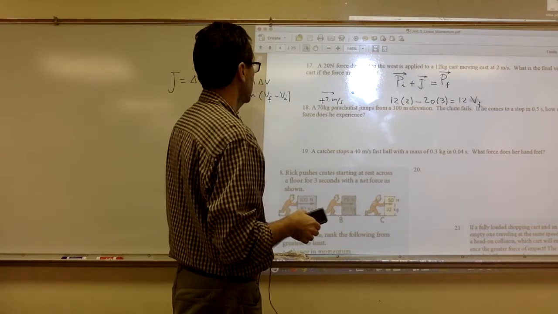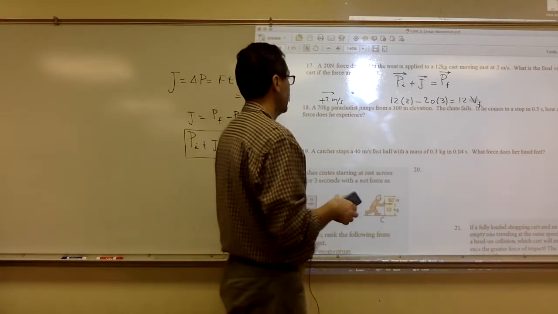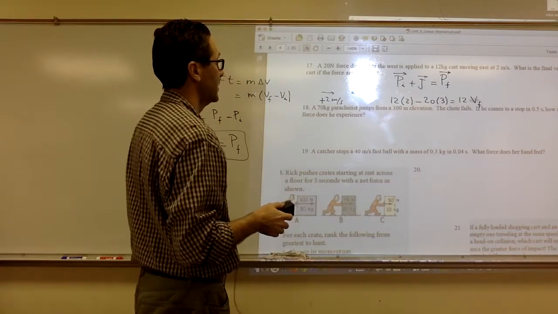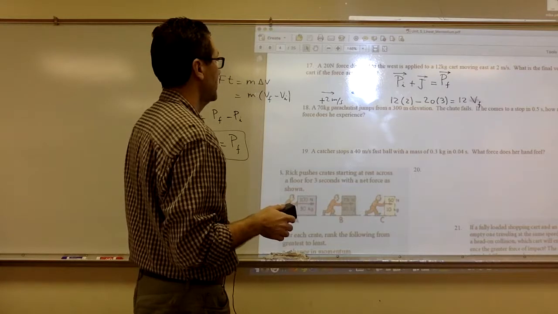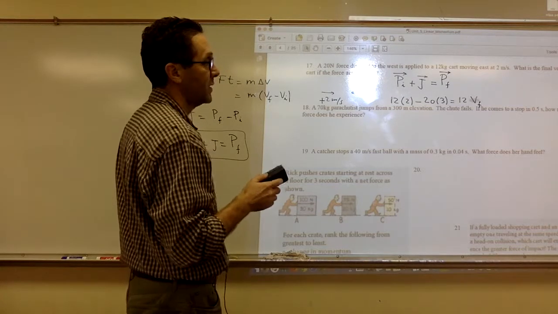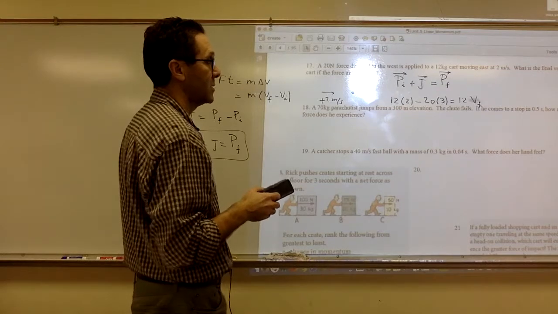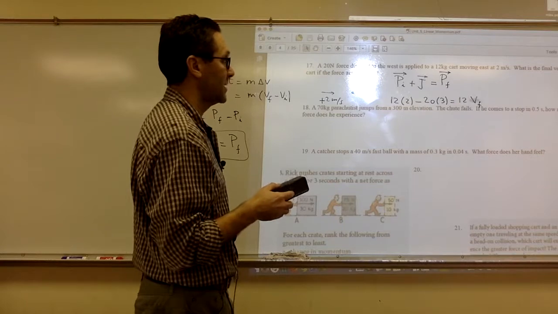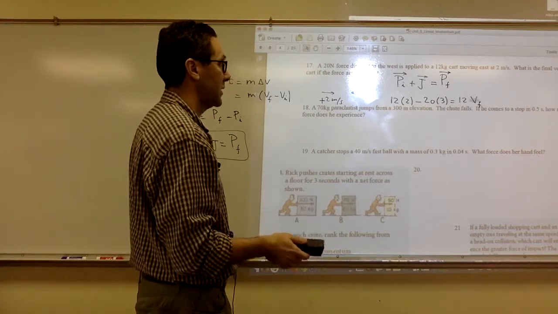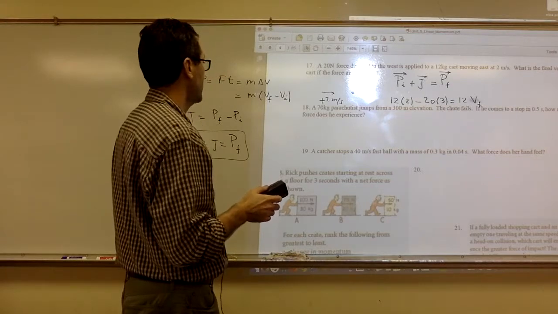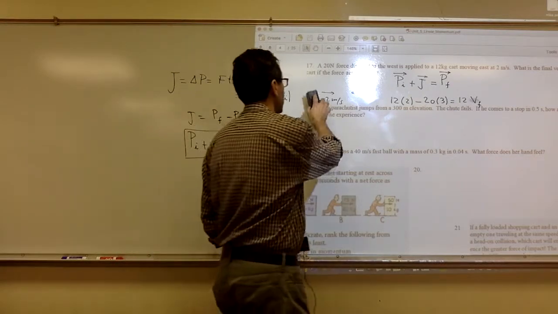All right. A 70 kilogram parachutist jumps from a 300-meter elevation. The chute fails. So now they're going to go into almost free fall. If he comes to a stop in 0.5 seconds, now keep in mind that 0.5 seconds is not the time that they spend in the air. 0.5 seconds is just the time it takes them to go from whatever speed they hit the ground with to 0. How much of a force does he experience?